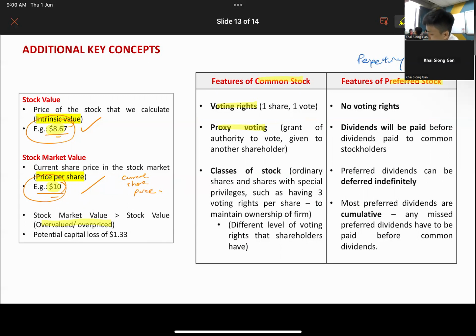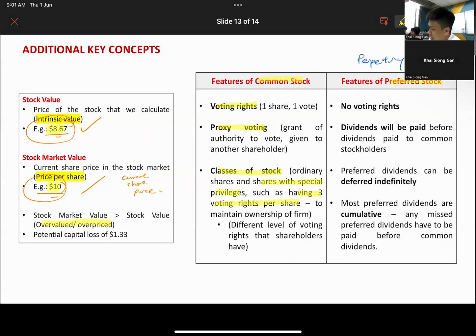And sometimes some common stock has different classes of stock. Like what you purchase in the stock market is the ordinary one, that means one share, one vote. But sometimes you may have a special privilege one. If you are one of the company's owners, then you might have some privilege. For example, one share might carry three voting rights. Why? Because they want to maintain the ownership of the firm. If you have a stake in the business itself, they wouldn't want outsiders to make so many of the decisions of the business. So for the shares that you have, since you are part of the business owners, you carry a higher weightage in terms of ownership. So these are the different levels of voting rights that shareholders have.